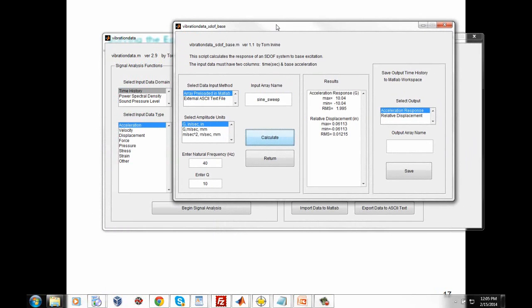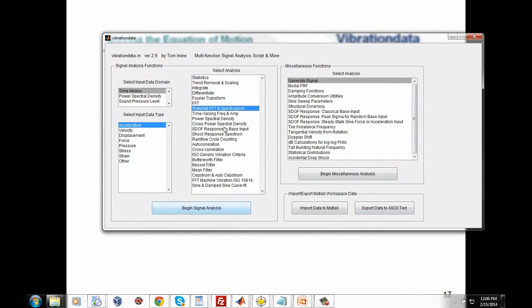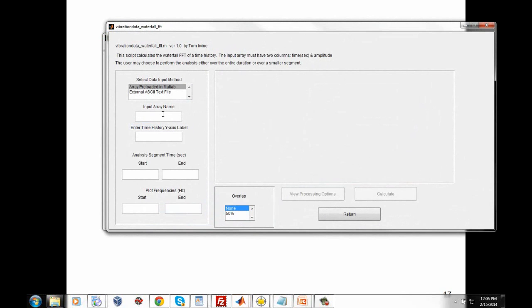And let's go ahead and save this acceleration response. I'm just going to call it response for our internal Matlab workspace purposes. Let's go back and do a Waterfall FFT on our response. So we're going to begin our signal analysis. Response is the input, acceleration in G's. Okay, again, 0 to 180 seconds. Our plot frequencies are 10 to 80 Hertz.